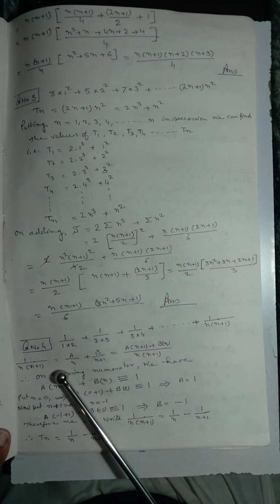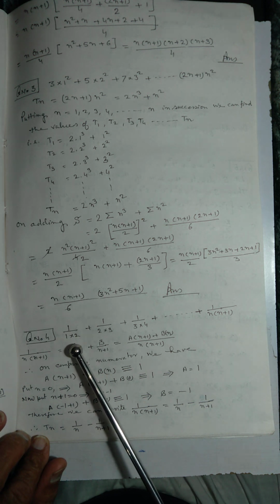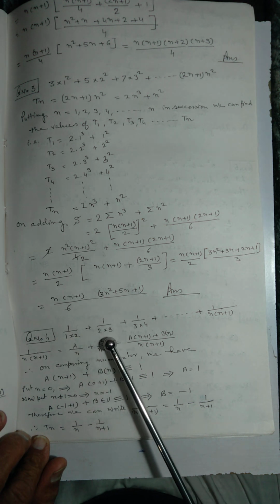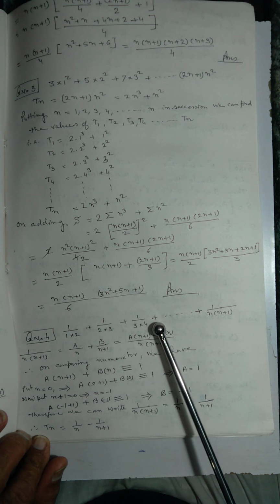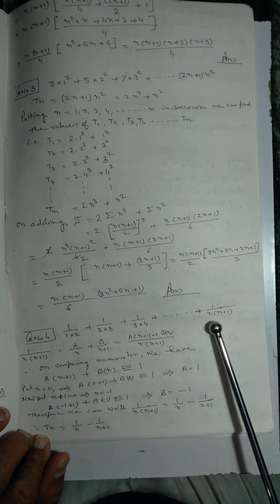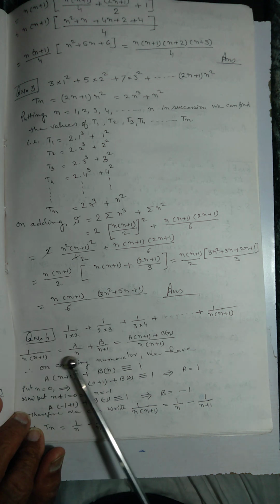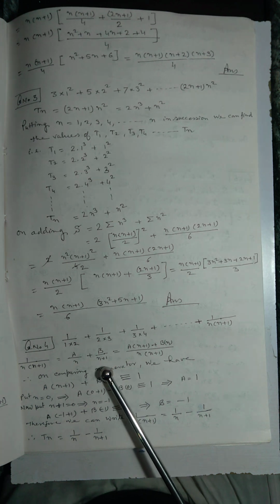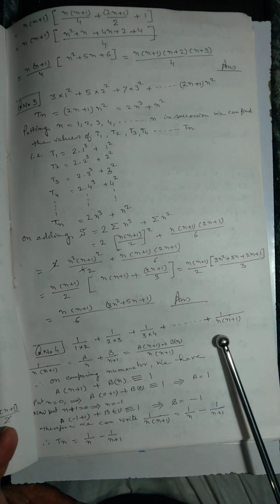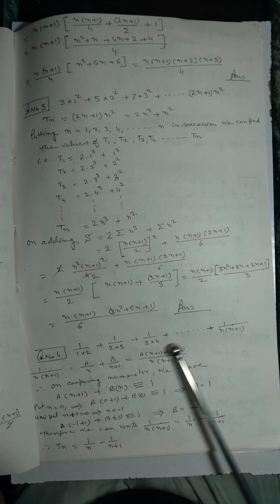Now come to question number 4. That is 1 upon 1 into 2 plus 1 upon 2 into 3 plus 1 upon 3 into 4 plus dash dash 1 upon n into n plus 1. So here I have written this complete nth term like this. You have to take the partial fraction of it, and I hope you are aware of the procedure. It can be split.